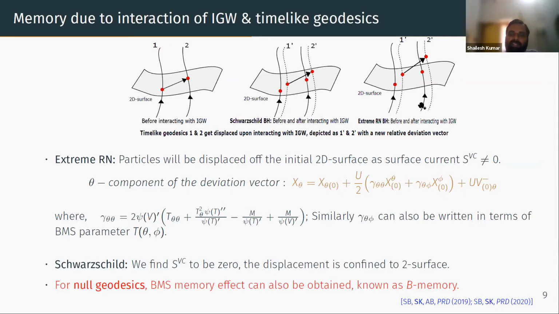Whereas in the extreme RN case, we find that the displacement will get displaced off from the initial 2D surface, just because the surface current is non-zero. Here I have written one component, and other related results can be seen in these two references. Here gamma will be capturing your BMS parameters T. And this is telling us the memory effect in the context of stitching of two black hole spacetimes when the impulsive gravitational wave interacts with your time-like geodesics.